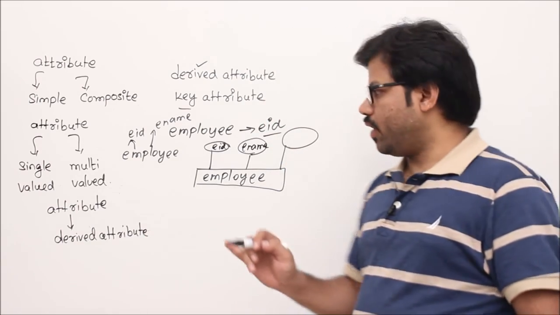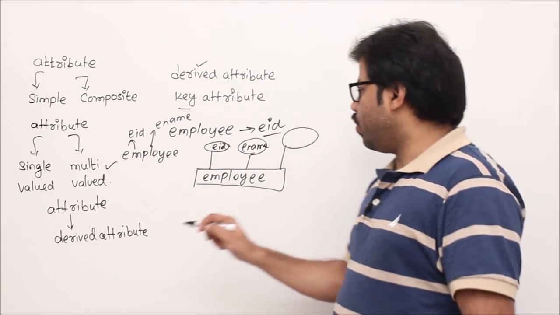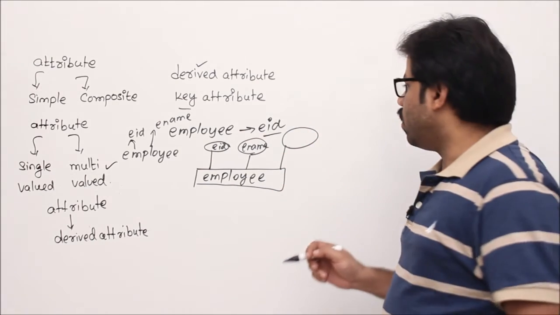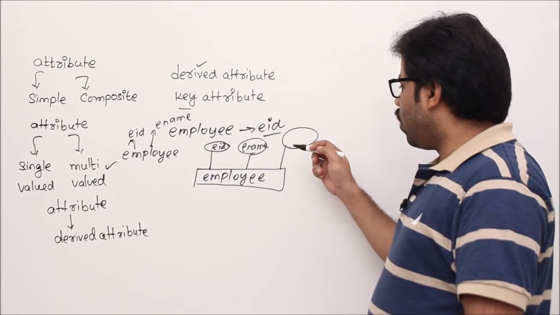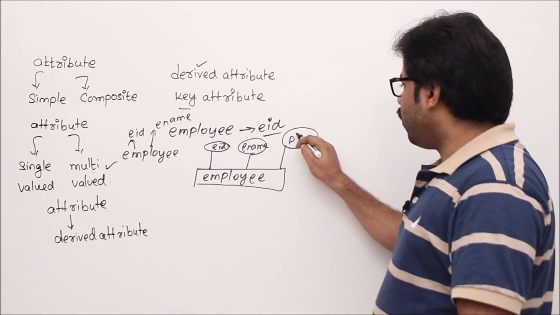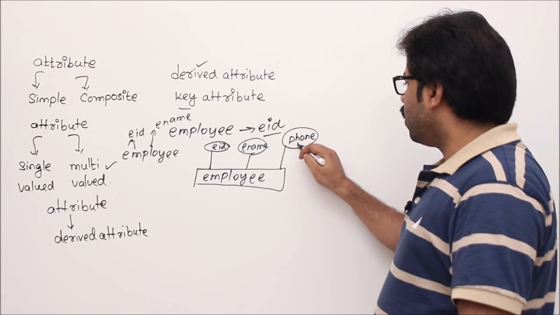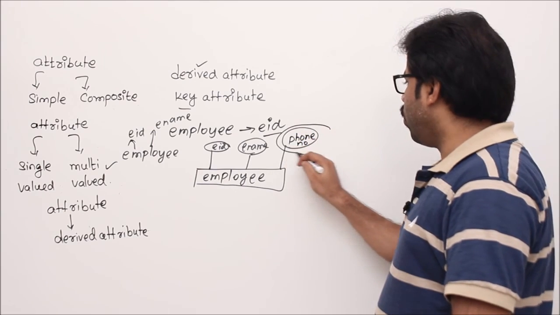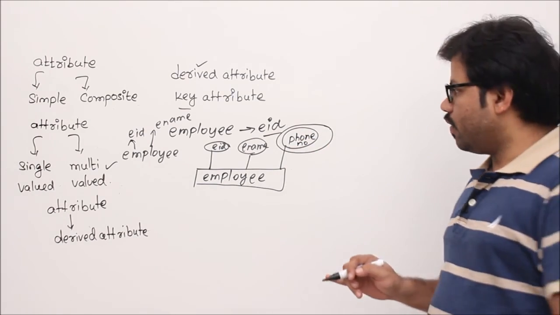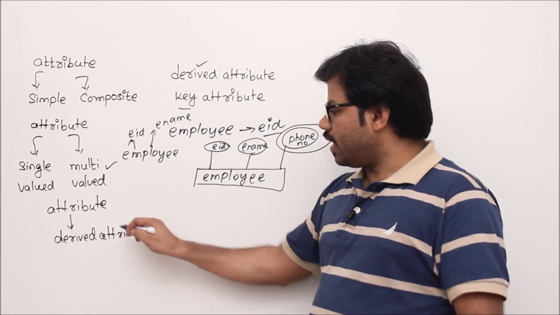How to represent, I will tell you. If it is a multi-valued attribute, then please underline, you write two ovals. Example of such a thing is, let's say, phone number. Whenever you have a phone number attribute, then what we do is we write one more oval, and two ovals are required. Now the second one, how to represent a derived attribute.